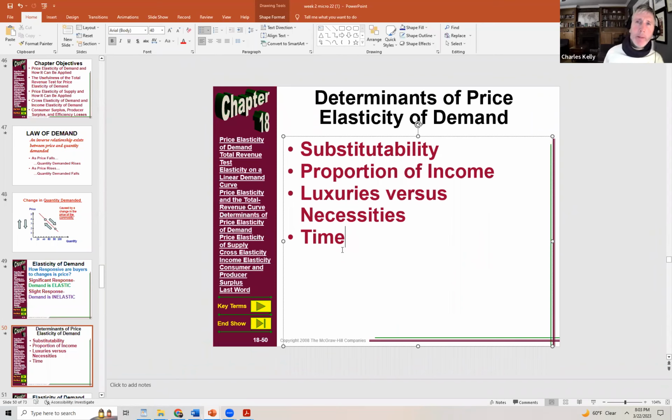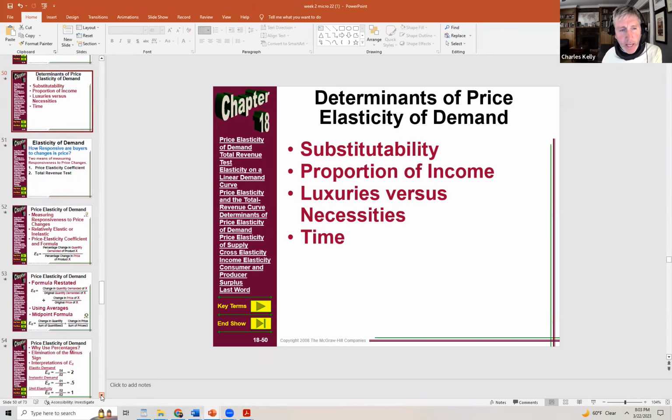Given more time, demand tends to be elastic. Another example: when people see that gasoline prices might remain elevated, they might seek out more fuel-efficient automobiles in the long run, but right now they're stuck with the car they have, right? So these four factors, generally speaking, are how we can determine elasticity.